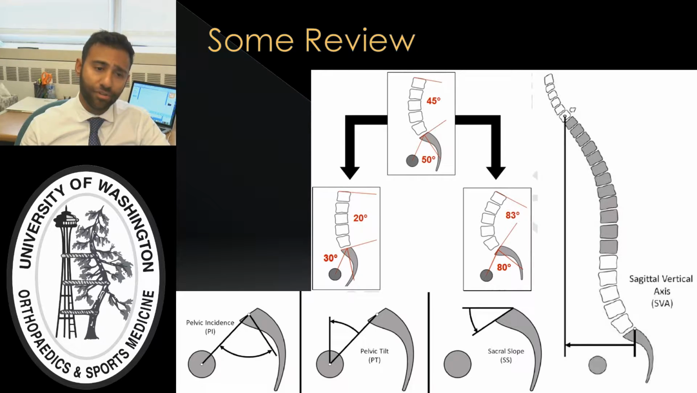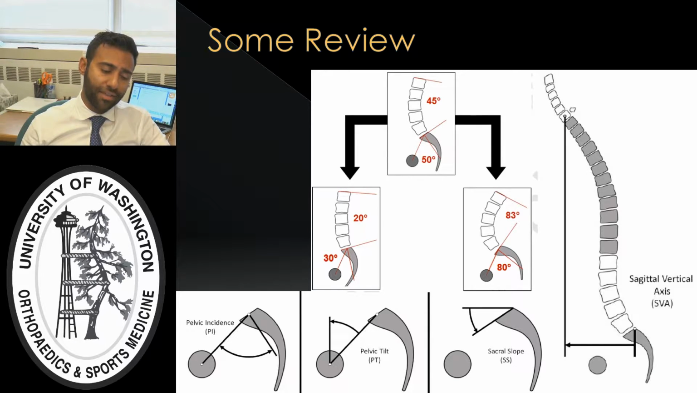The other numbers that are important are pelvic tilt. Pelvic tilt is a measure of how much retroversion there is in the pelvis when you stand. So a patient with a very high pelvic tilt is extending their hips when they stand, they're retroverting their pelvis, and they're compensating for their spinal deformity. So it's a surrogate marker.